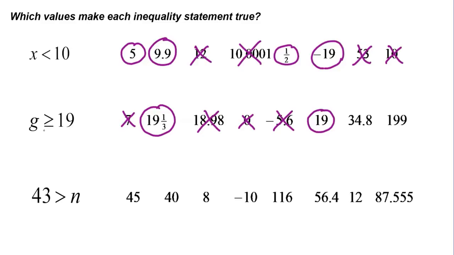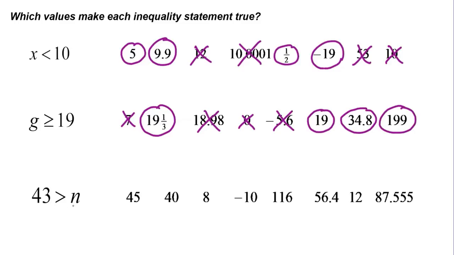So now when we have this symbol, we have that option of being equal to as well. So 19 is a solution to this because 19 is equal to 19. And that's the inequality symbol that we have. 34.8 is greater than or equal to 19, and 199 is definitely greater than 19.